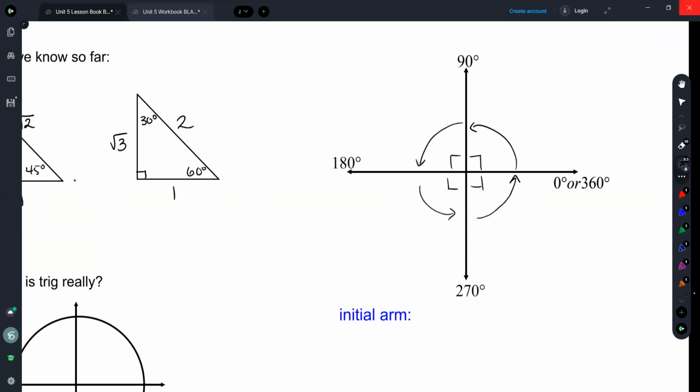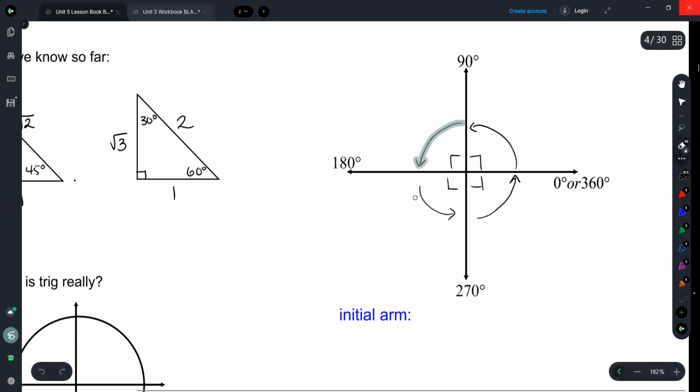Why does 360 make sense for a full rotation around? What do we know about 360? It relates back to a circle. Okay, a full circle is 360 degrees, right? We all know that, right? Okay. So that's why if we go all the way around this quadrant grid, it ends at 360. Okay, so that's the first part.